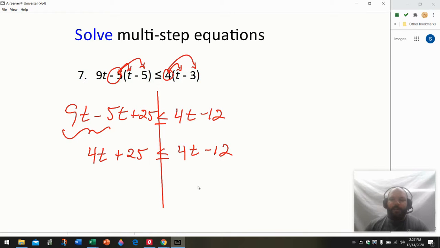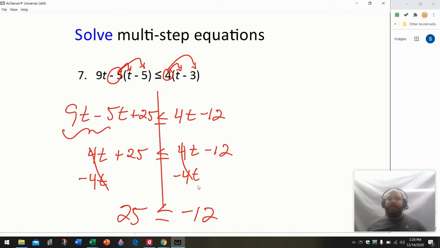Now from there, you can see that this side is simplified. There's nothing else to do. You can't combine there. If you look at this side, that side is simplified and there's nothing else to do there. Now we can begin to move our variables to one side. So I'm going to subtract 4t from both sides. And when I do that, all of the variables cancel from both sides. Let's see what we're left with. We're left with 25 over here, a less than or equal to, and then we're left with a -12 there.